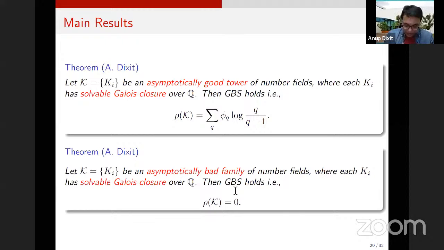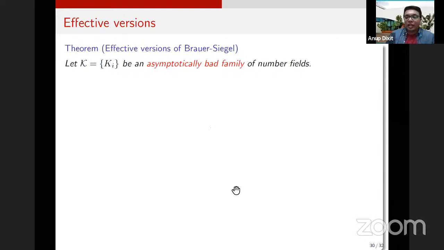I must emphasize the fact that these arguments are purely analytic in nature. There is absolutely no algebra used, although the final results are arithmetic. There is a very tiny bit of arithmetic or algebra used in these type of results. Okay, so furthermore, we get some effective versions too.